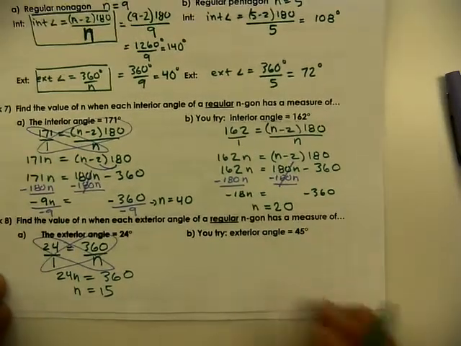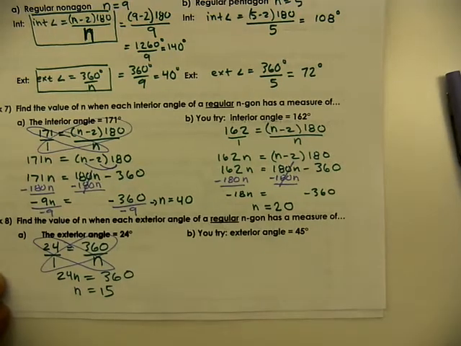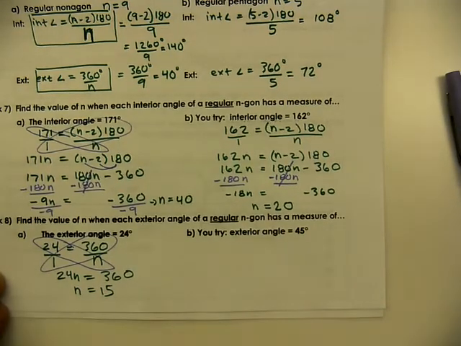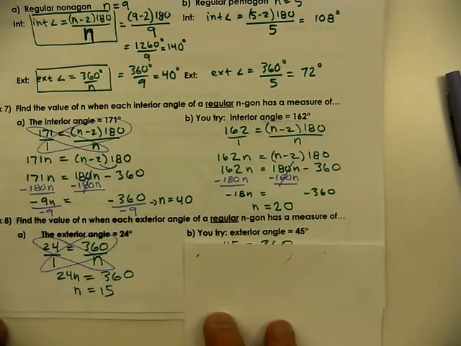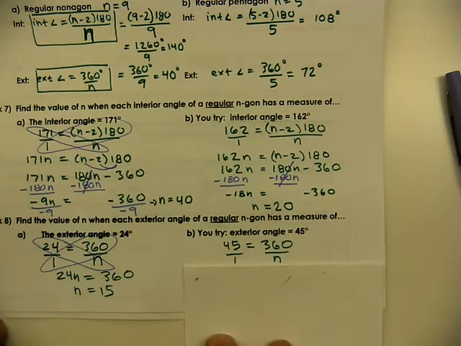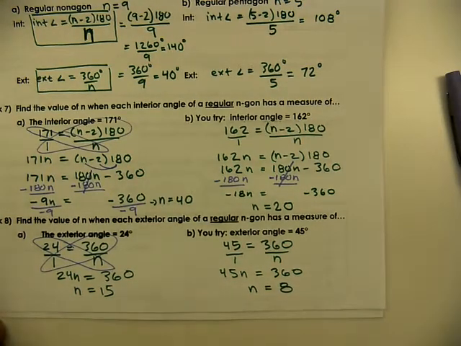All right, so once again, pause the video. You try part B, and then we'll check our answer in a minute. All right, are you ready? Here's the setup: 45 equals 360 divided by n, and we're going to cross multiply. And then isolate the variable by dividing both sides by 45. So 8 should be your final answer.